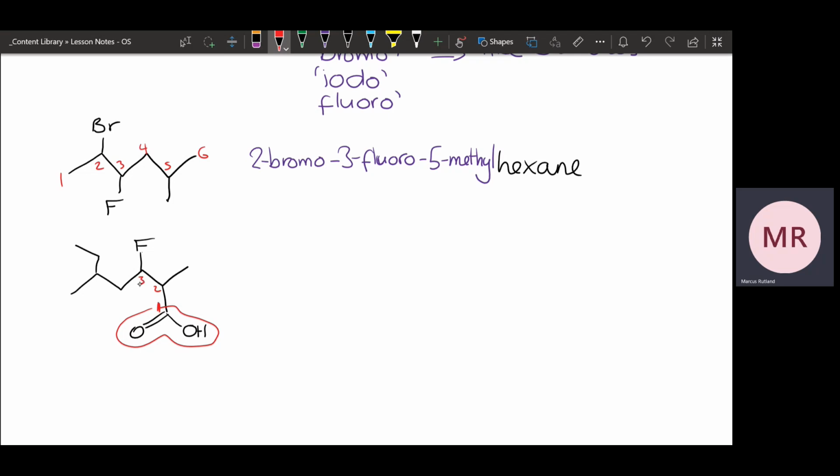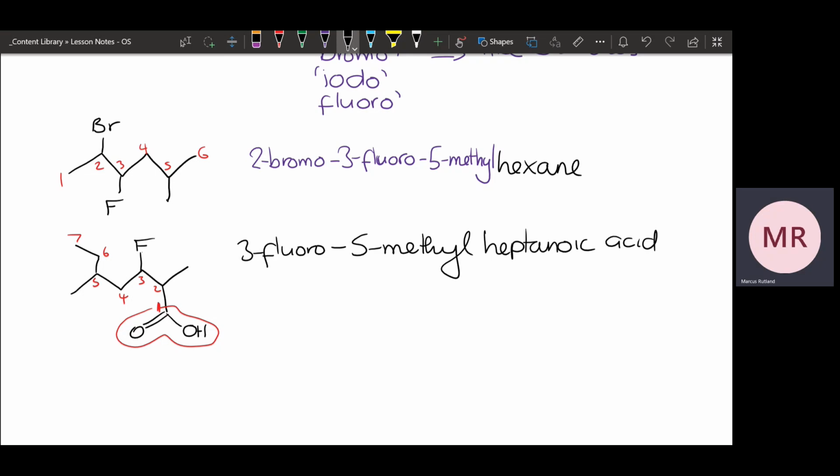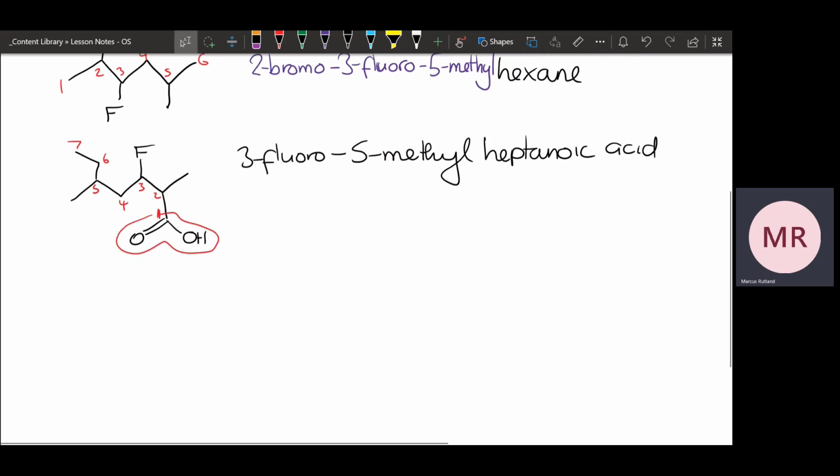So we're going to go carbon 2, 3, 4, 5, and then remember you can go around corners to get the longest chain, 6, 7. So this is a form of heptanoic acid. And then the other things are numbered and written alphabetically. So the fluoro will come first, so 3 fluoro, and then the 5 methyl heptanoic acid, like that.